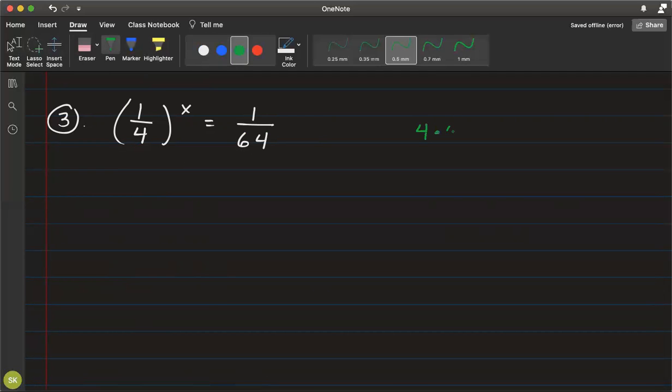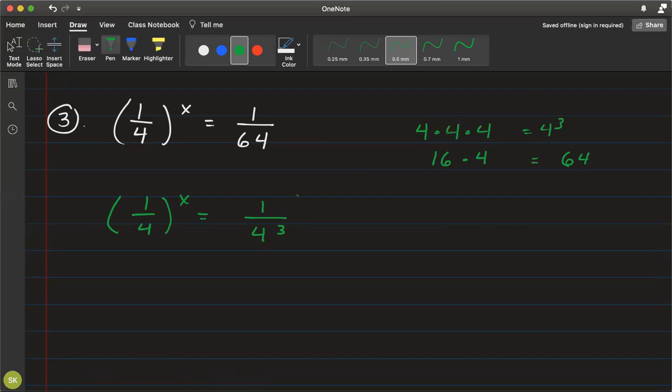4 times 4 times 4, well that's 16 times 4. And if you do the multiplication, you'll get 64. So in other words, 64 is 4 cubed. So I can write 1 over 4 to the power x as 1 over 4 cubed. Now I have a couple of different ways I can solve this.